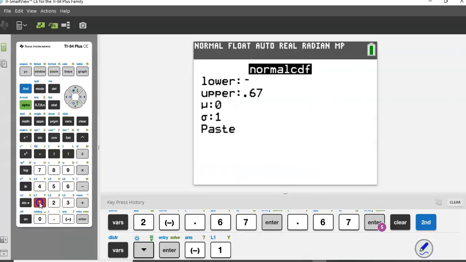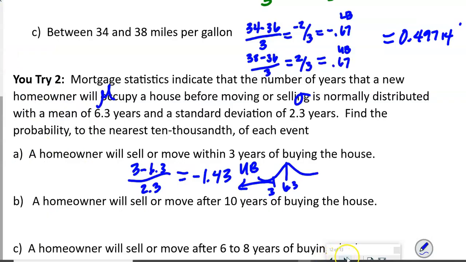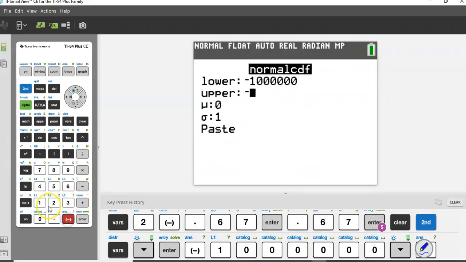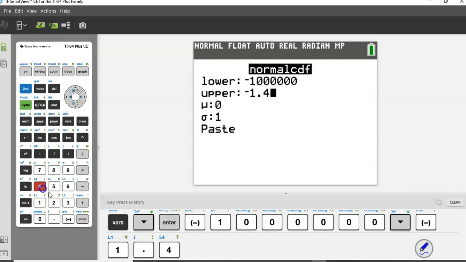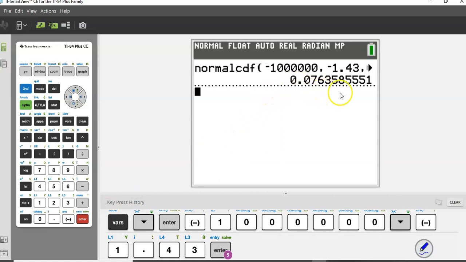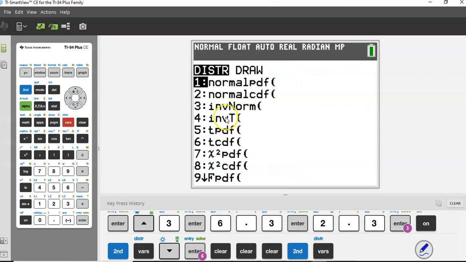So we're going to do -1,000,000 here. And then our upper bound was -1.43. Our mean and our standard deviation stay the same. So this is 0.07636. So now we're going to go back here.